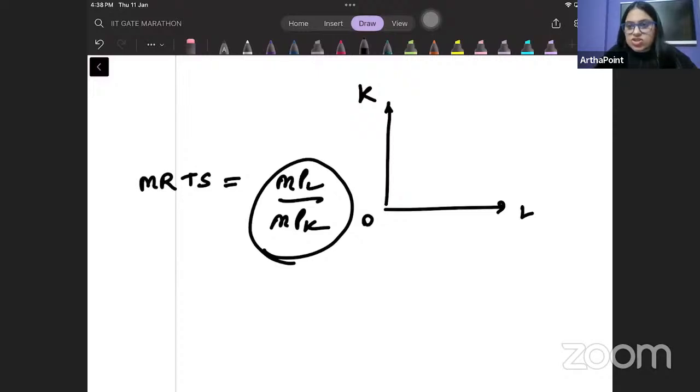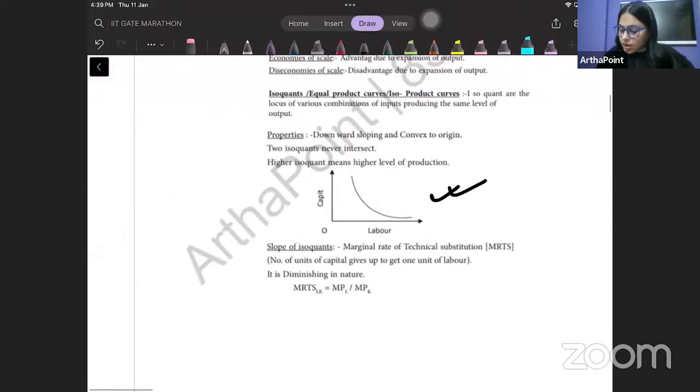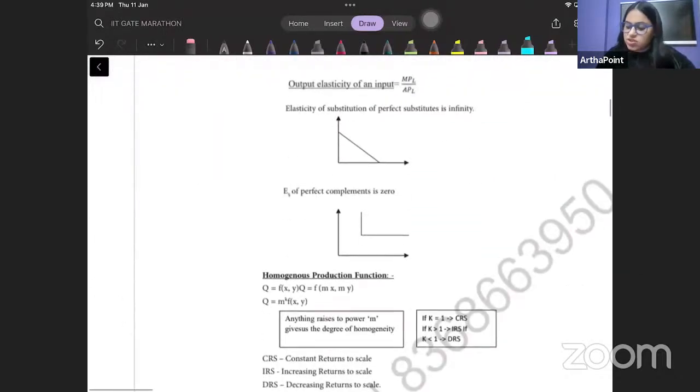So just remember that by default, when I take capital on the y-axis, that is when I will have marginal product of labor in the numerator. That's also important. Okay, now come to the next sheet.